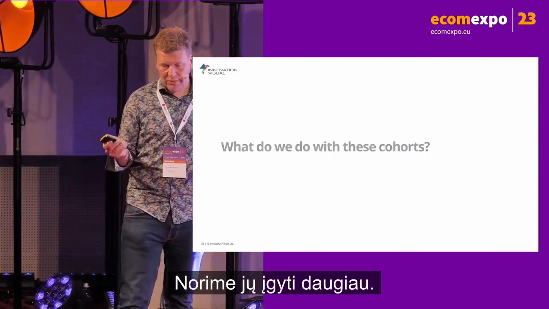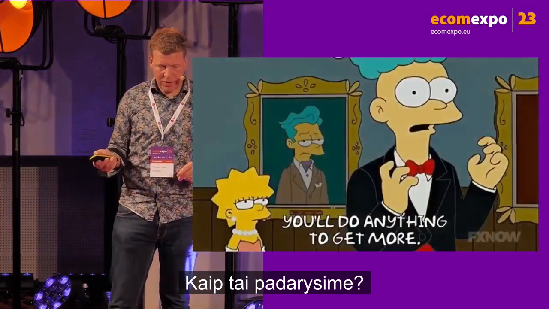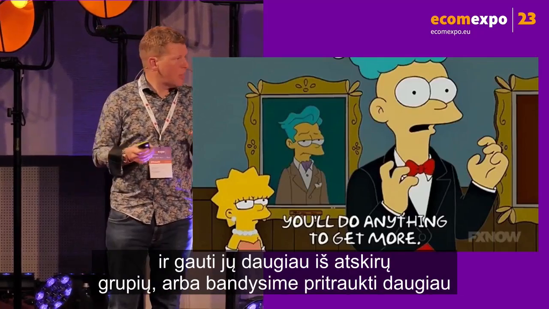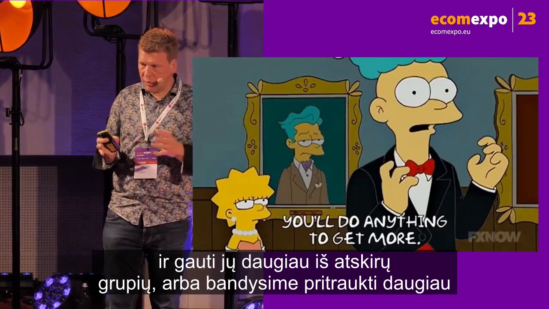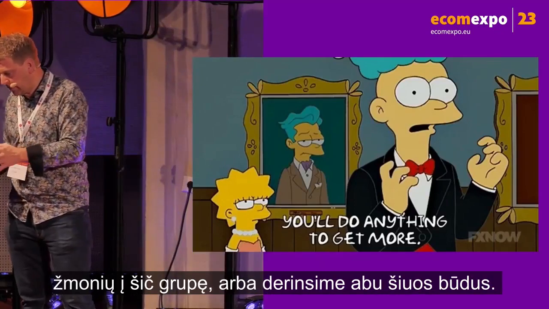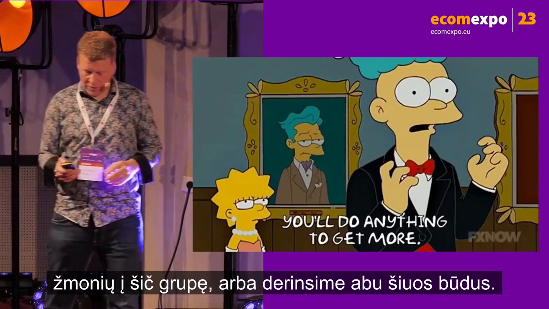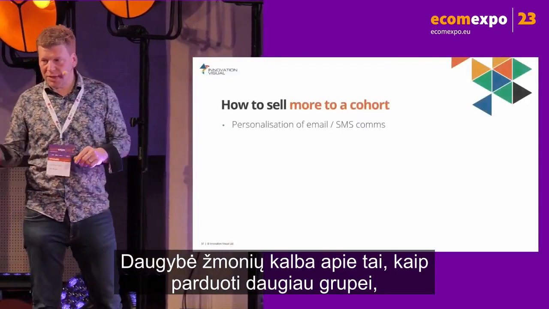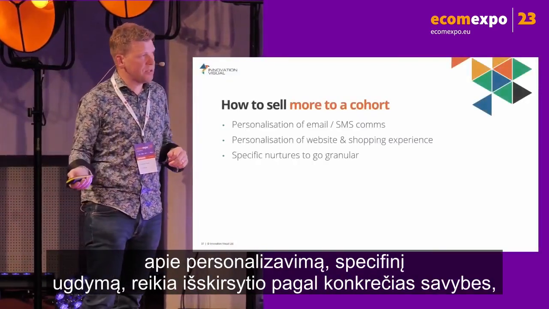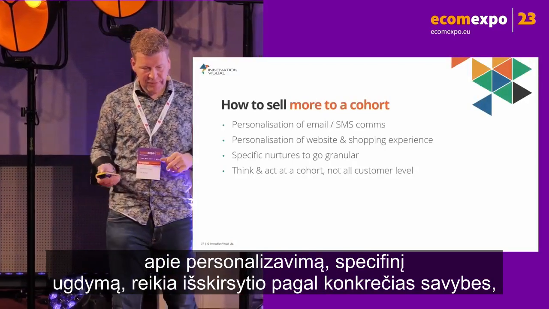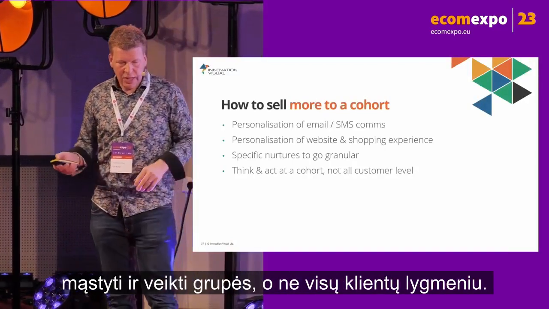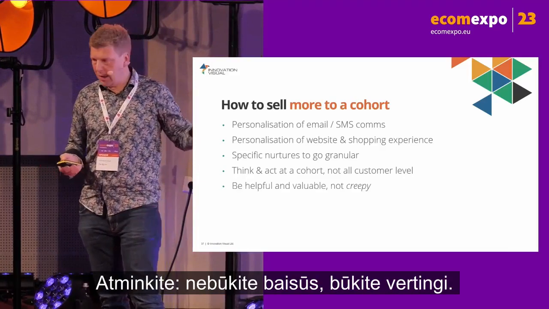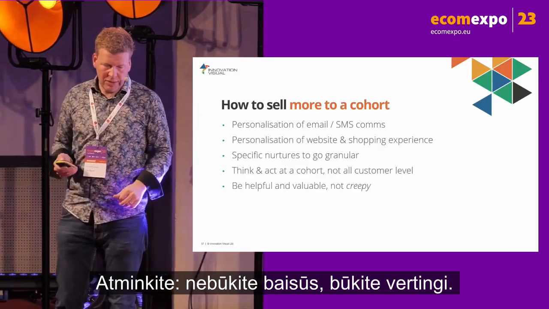We want to go and get more of them. How are we going to do that? Well, we're either going to try and nurture them more and get more out of individual cohorts, or we're going to try and get more people into a cohort, or we're going to do a combination of the two. So selling more to a cohort, this is what lots of people are talking about: personalization, specific nurtures, go very granular, think and act at a cohort level, not an all customer level. And remember, don't be creepy, be valuable.